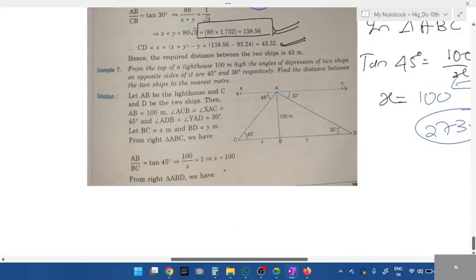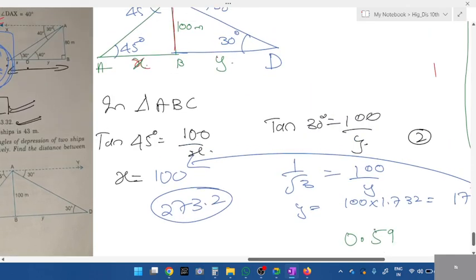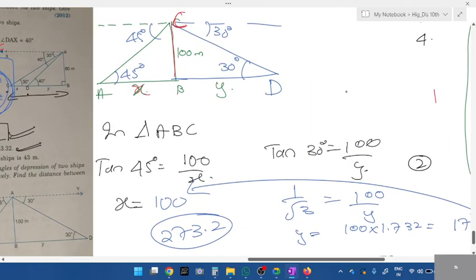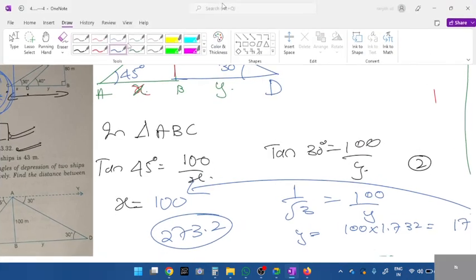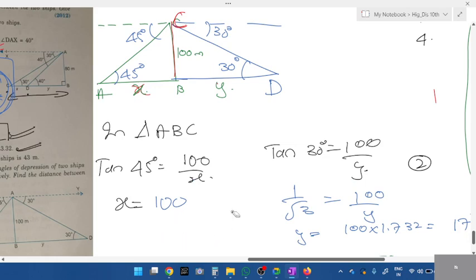Do you have the textbook with you all? Any one of you have? Check this answer. Page number 385, 386, after example 7. Check the answer. What is the answer given? Is it 273? Right? Okay. Isn't it easy to solve, students? All of you understood?